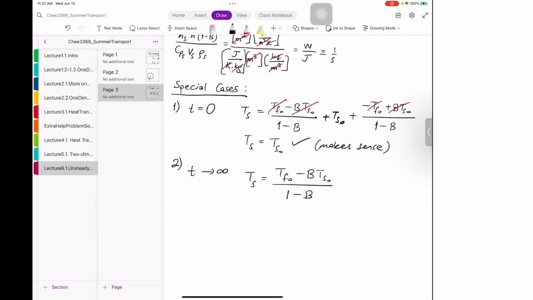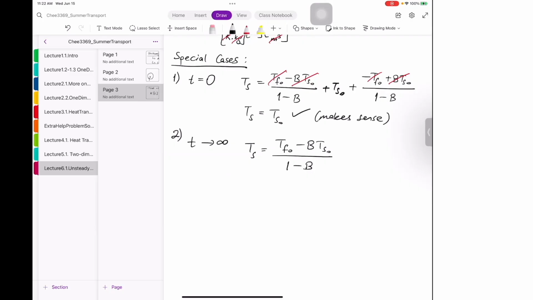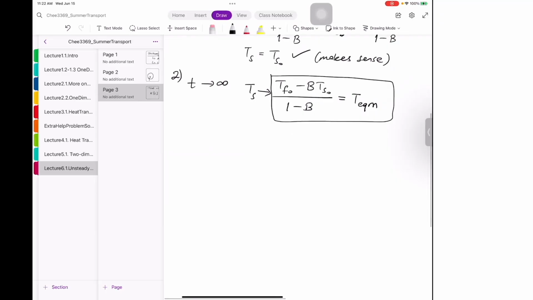Okay? And that must be the equilibrium temperature. Right? That was one of the questions we asked. And this is the answer. For t goes to infinity, temperature goes to this quantity, which we're going to call the equilibrium temperature. Now, let's see whether this makes sense by using another method to find the equilibrium temperature.